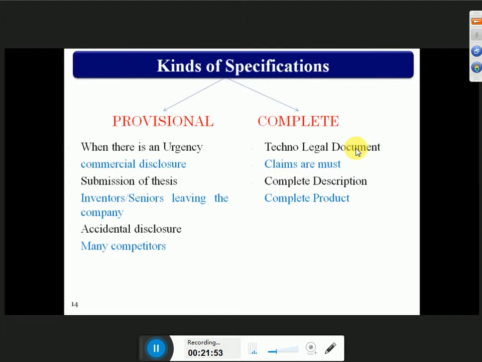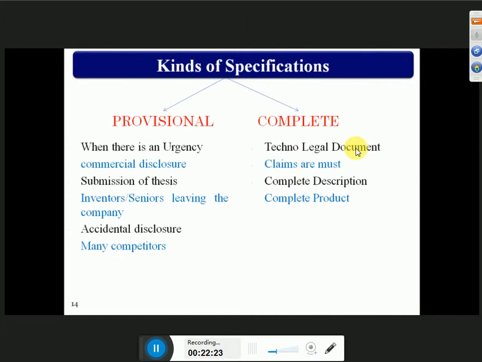When you file the complete application, basically it is complete in all aspects. That means you file a technically complete application. It now becomes a techno-legal document. You must write claims for which you are filing the patent. You need to give the complete description of the product which you have designed. Complete means completely describe.